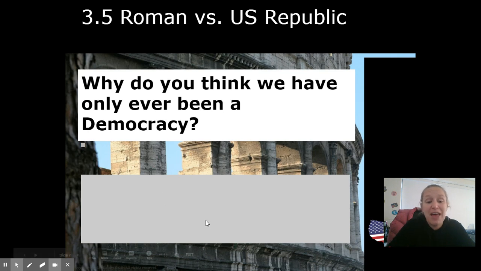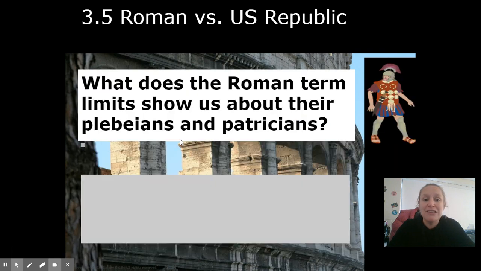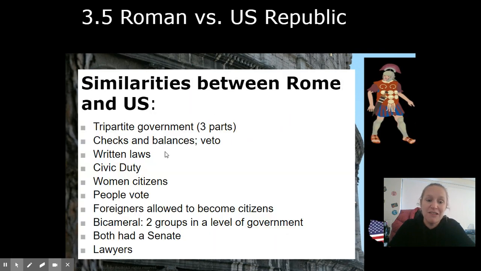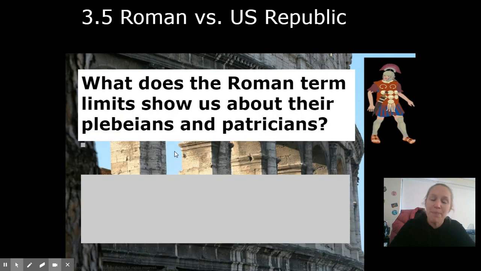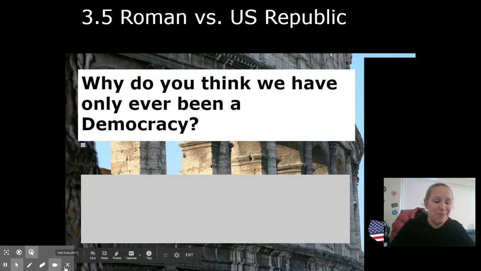So go ahead and type that in this box here, and then you can submit that, and you are done with 3.5. However, remember, you're going to need to know some of these similarities and differences. You didn't type them, but I make sure you know them because that is one of your short answer questions on Friday's quiz. All right, guys, go ahead and finish that up, turn it in, and we'll see you back here tomorrow. Have a good day.